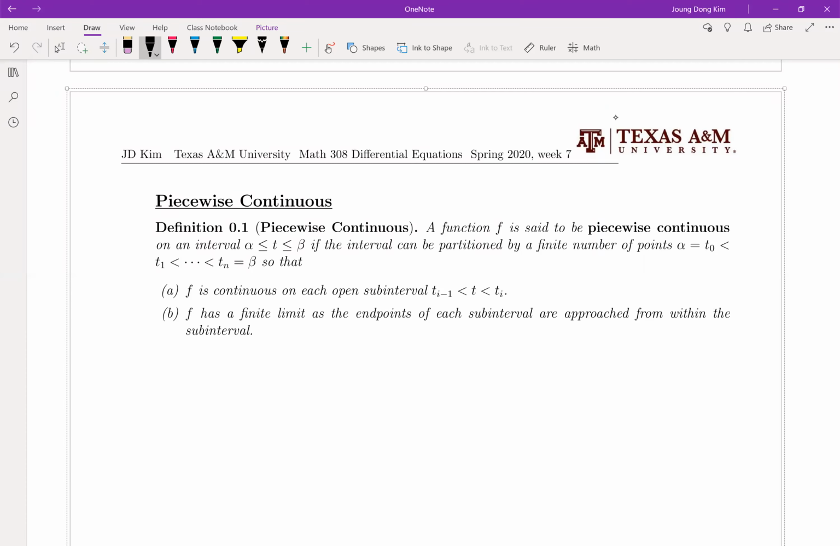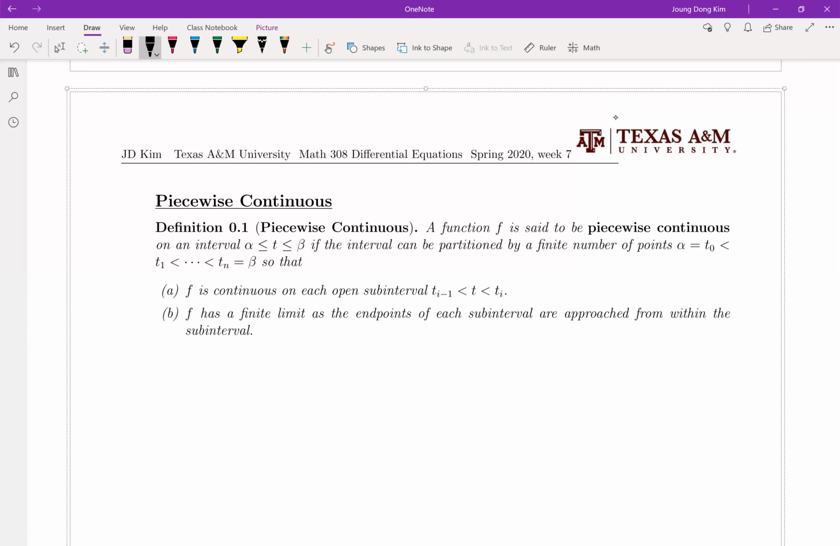It is a little bit different from continuous, but if you have just a continuous function, definitely it is piecewise continuous as well. But what about a piecewise continuous function? It could be discontinuous as long as you have a finite number of discontinuous points. Then since you have a finite number of discontinuous points, you're going to have a finite number of subintervals, does it make sense? And the endpoints of each subinterval must be finite, okay, which means there's no vertical asymptote. As long as there is no vertical asymptote, we're going to say it is a piecewise continuous function.